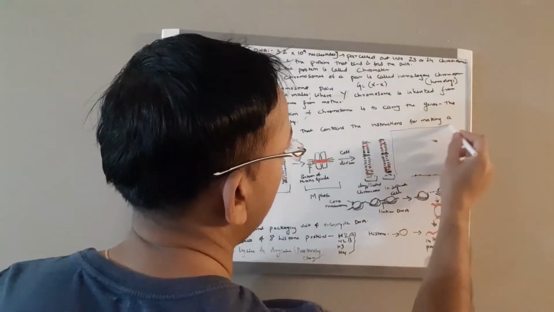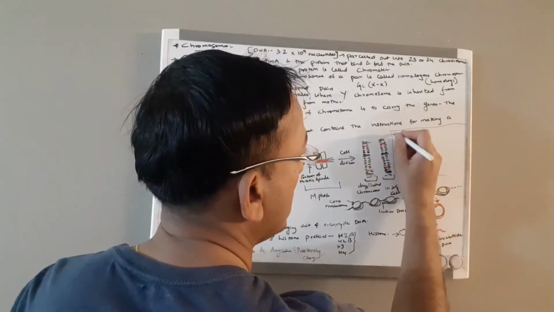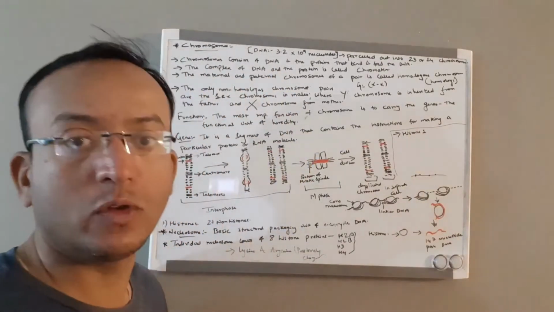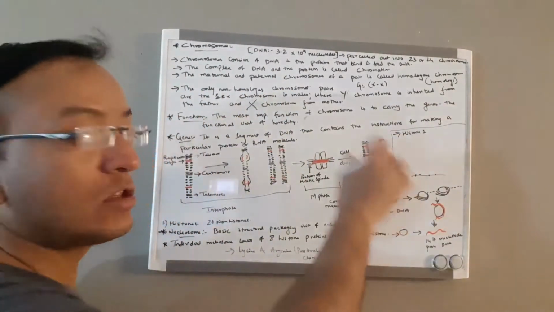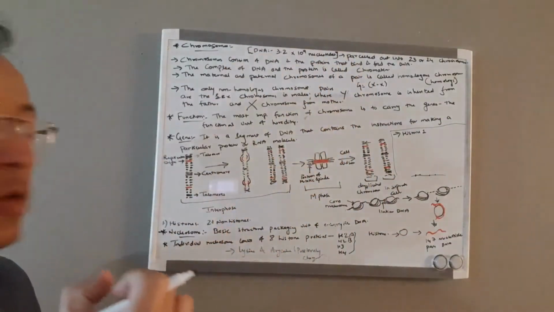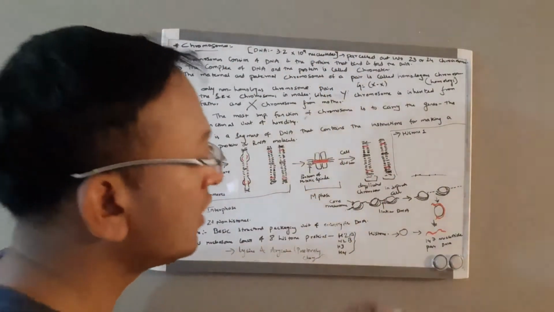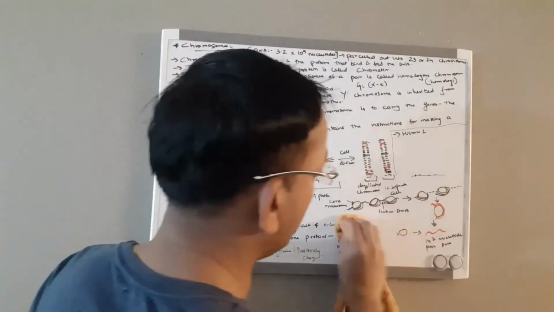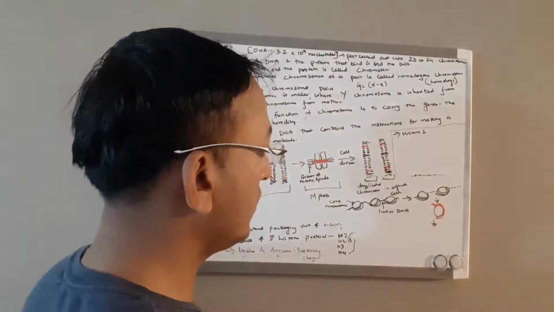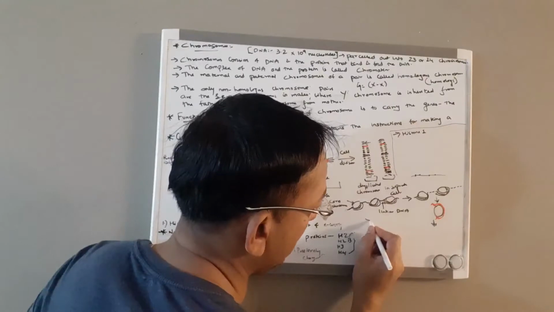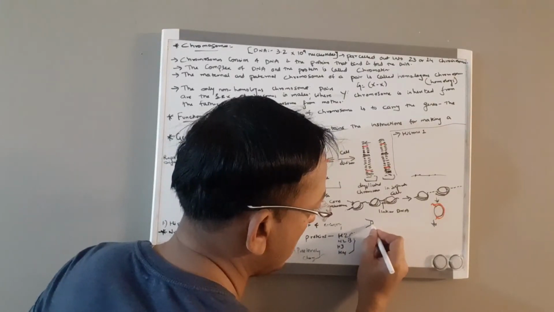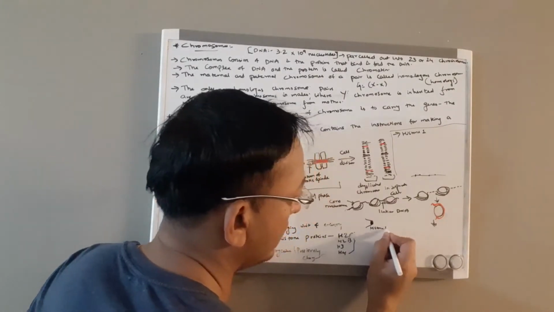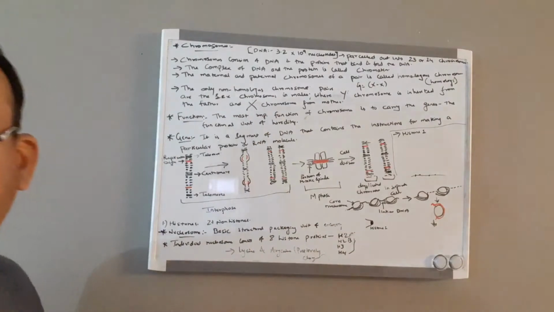The packing is done by histone 1, which is thought to pull the adjacent nucleosomes together into a regular repeating array. For example, this is our bead-like structure, and histone 1 is something like this. This is our histone 1, right?